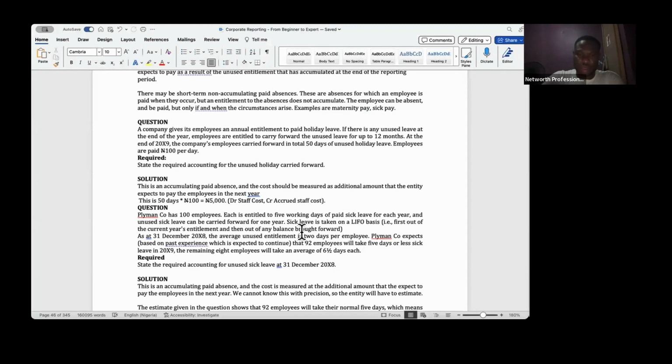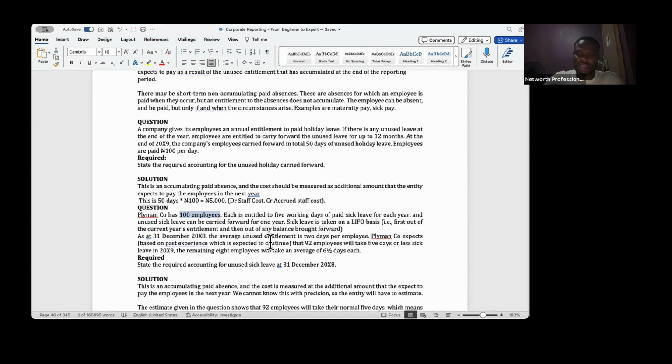So from here, even though we know that 2 days is being carried forward, you will be wrong if you just say that since we have 100 employees, 100 times 2, that means we are obligated to like 200 days that we have to pay for next year. They didn't give me the amount, otherwise we would have multiplied that.